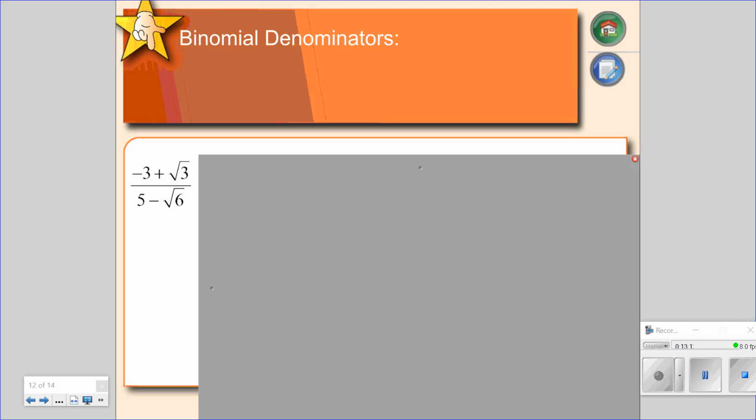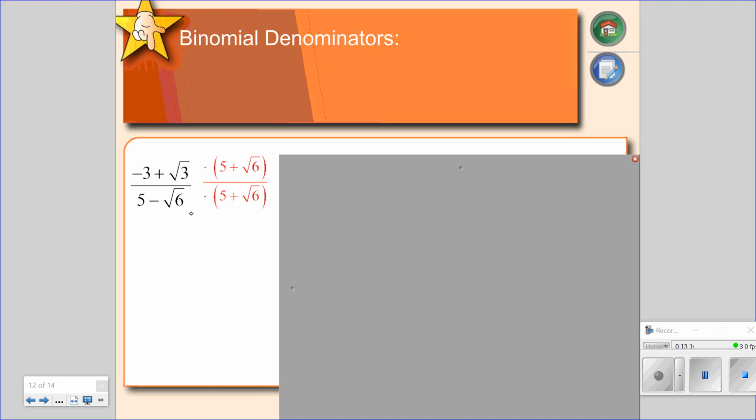All right, so here's our next one. We need a conjugate in the denominator, so we're going to multiply by 5 plus root 6. Now up top, we've got 2 binomials multiplied together, so that's going to be quite a bit of stretching out there. On the bottom, same thing, 5 times 5 is 25. The middle terms will cancel out, and negative root 6 times root 6 is negative square root of 36, which is really just 6.